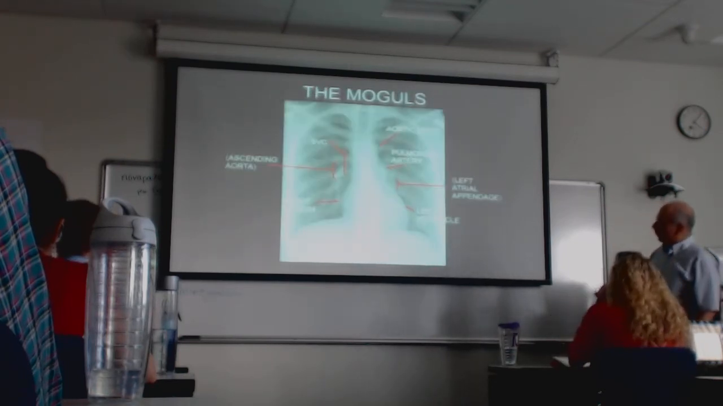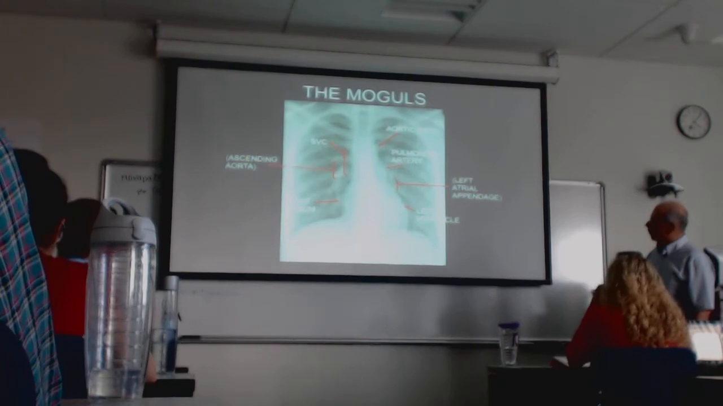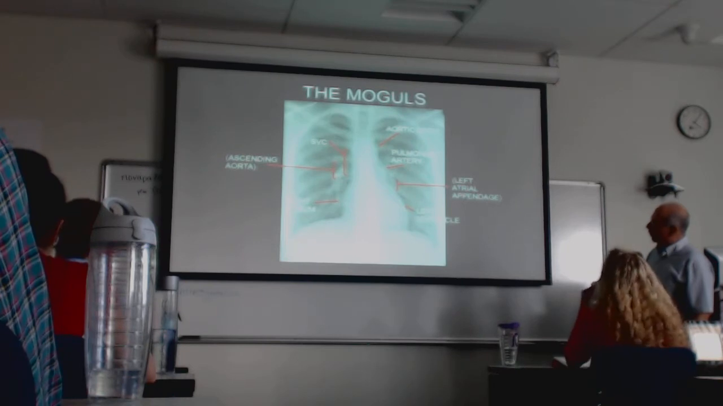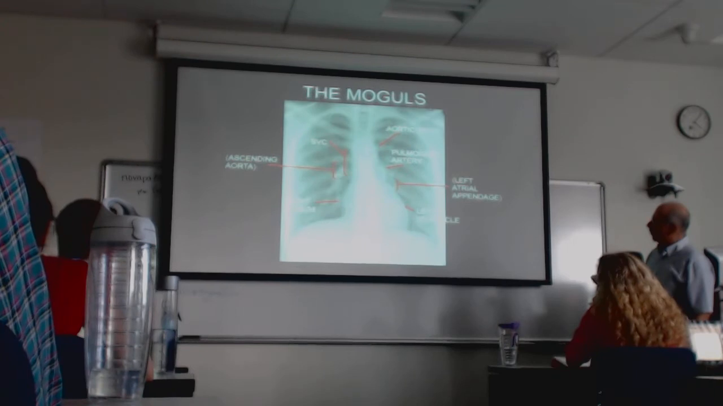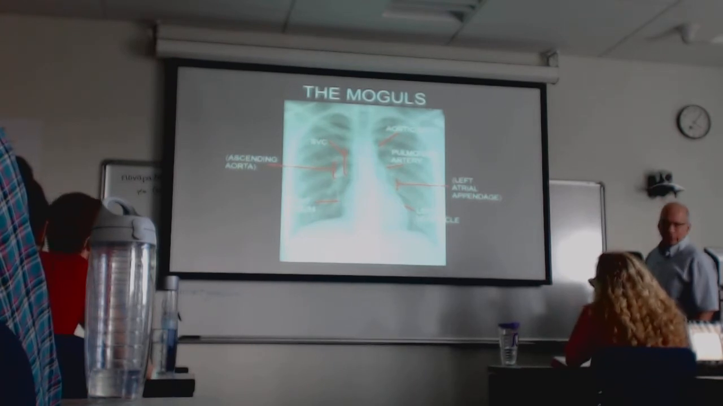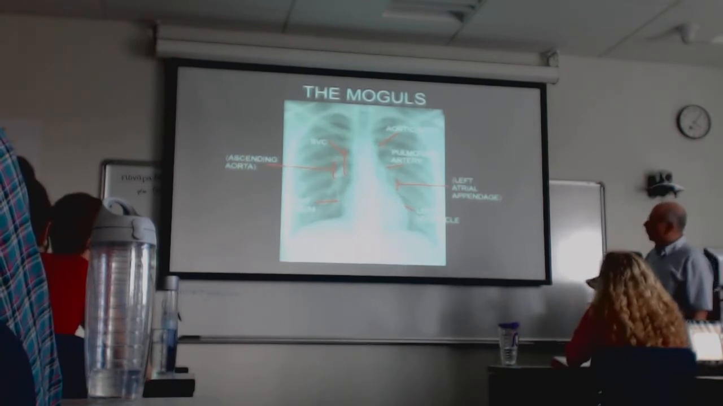These are the moguls. I know we kind of went over it before, but I'll go over it again. The right atrium, here's the ascending aorta. It's drawn incorrectly. That's a pulmonary artery. But the ascending aorta and SVC kind of blend together. Then there's the aortic arch. The pulmonary artery sits out here. Usually the left sits over here. And then there's a left atrial appendage, which you never see unless it's diseased, so I wouldn't worry too much about that. And the left ventricle is over here.